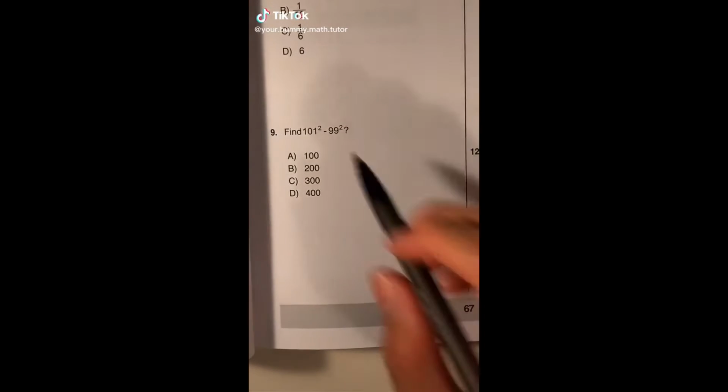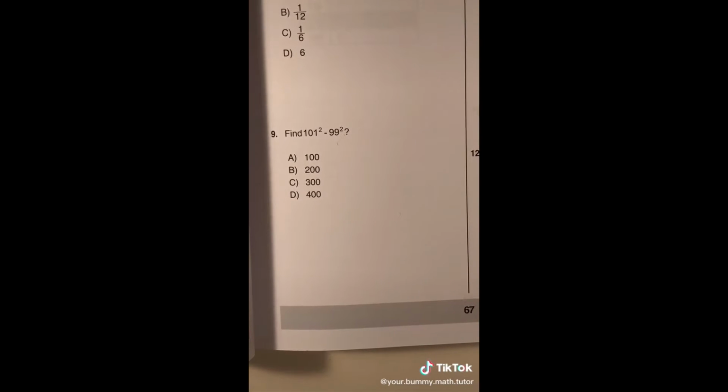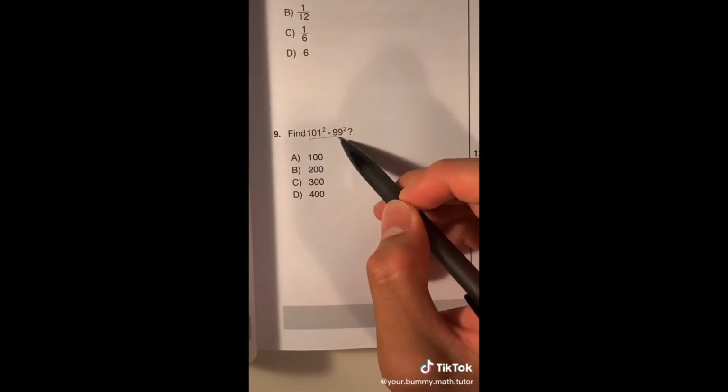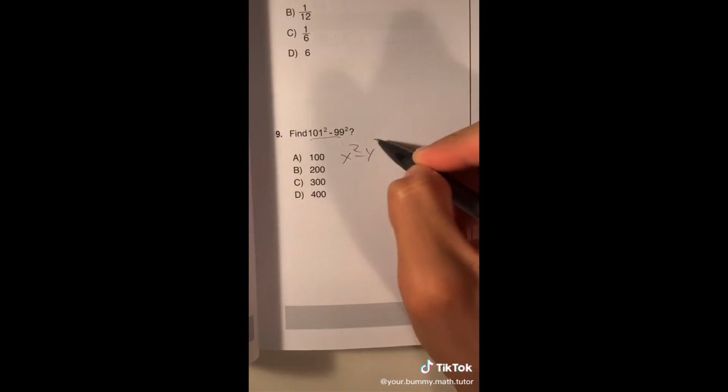All right, question 9. Find 101 squared minus 99 squared. So this is a very easy question, right? What most of you guys would probably do is multiply this out, right? 101 times 101, and then you subtract 99 squared from that, right? But this is not what you're going to do, because this, as you guys can recognize, is the difference of squares, right? x squared minus y squared.